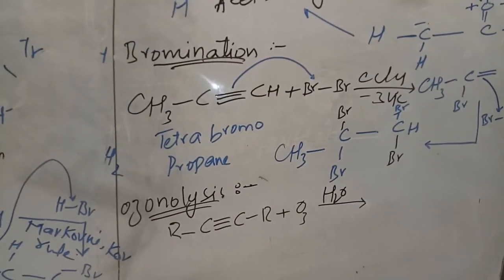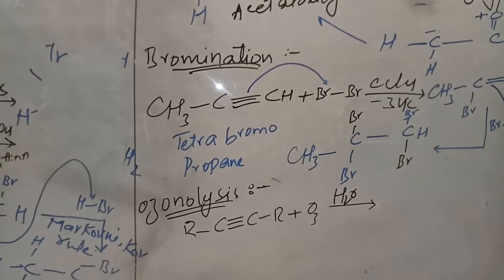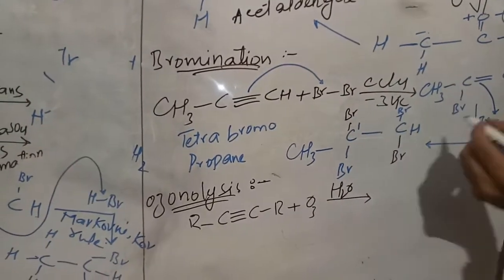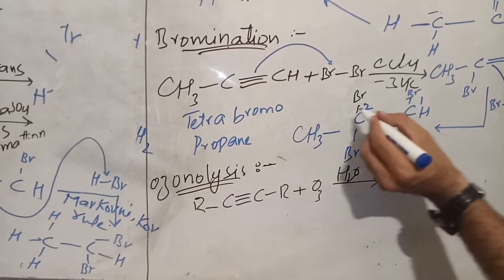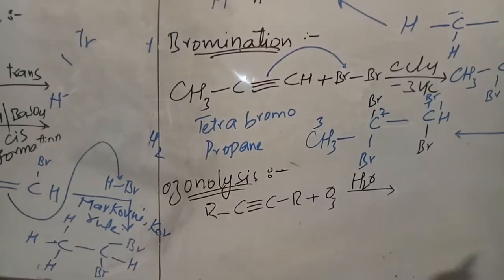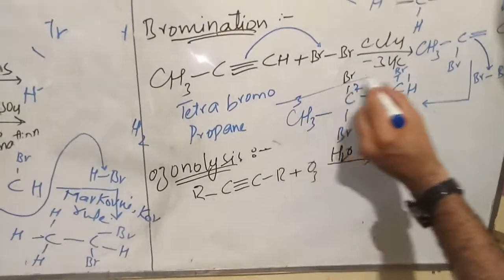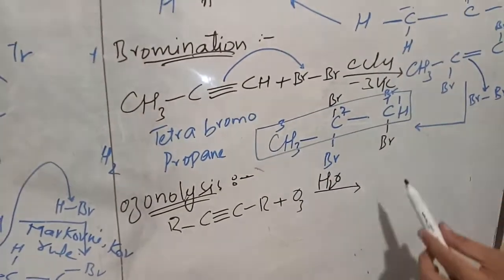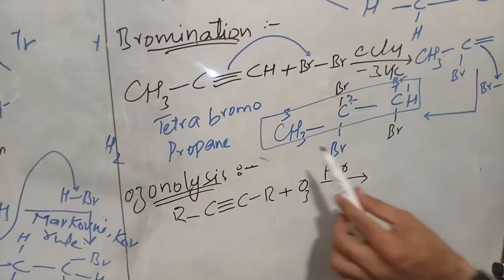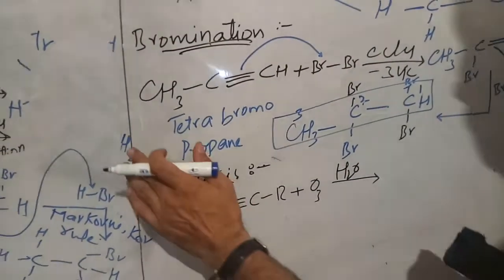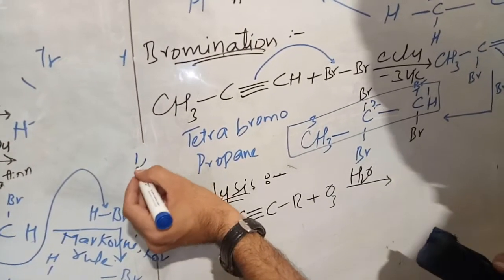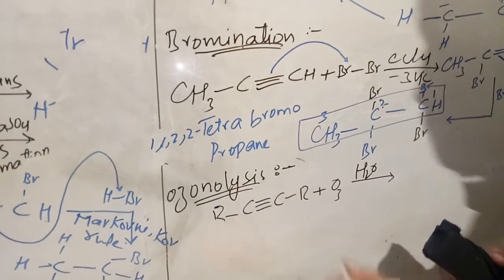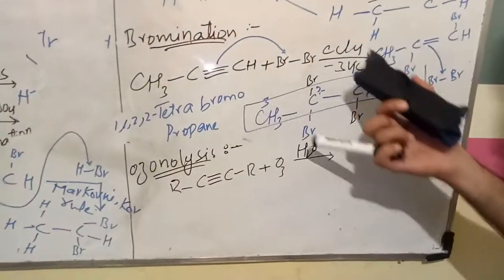Tetrabromopropane. If we want to write the positions, then this will be our 1, we will start from this side, 1 2 3. So by giving this IUPAC name, this will be our chain, so we can give this IUPAC name 1122-tetrabromo-propane. This is the correct name of this product.